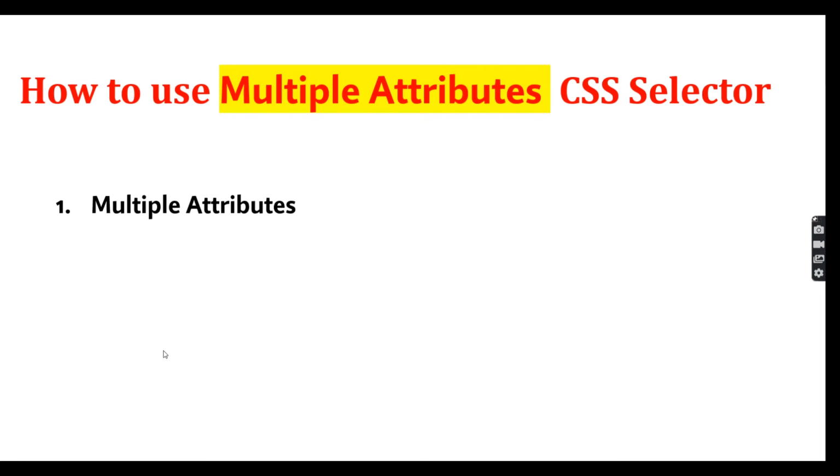Hello friends, today we are going to look into how we can use multiple attributes in a CSS selector. What are multiple attributes? If you want to mention class, name, or ID, I want to mention all the locator values in a single XPath or CSS selector. How can we use multiple attributes? Let's see.